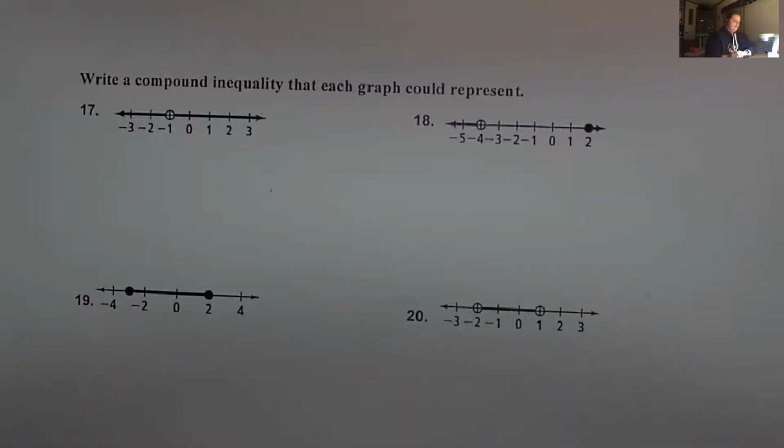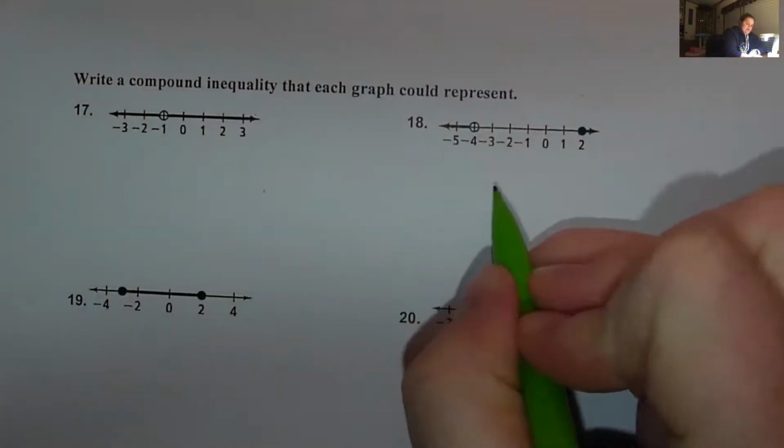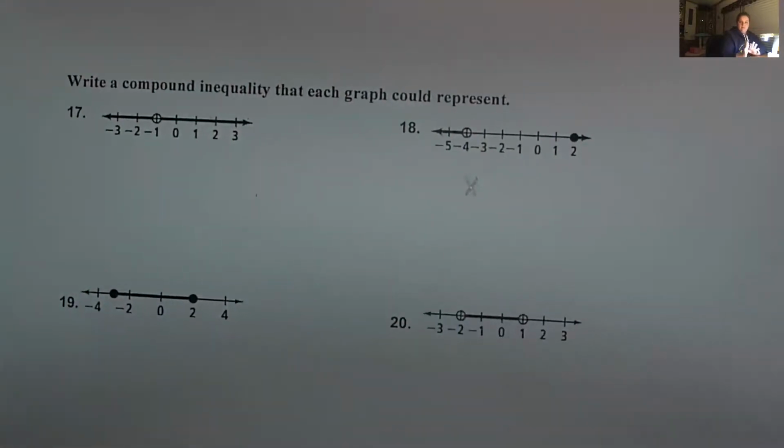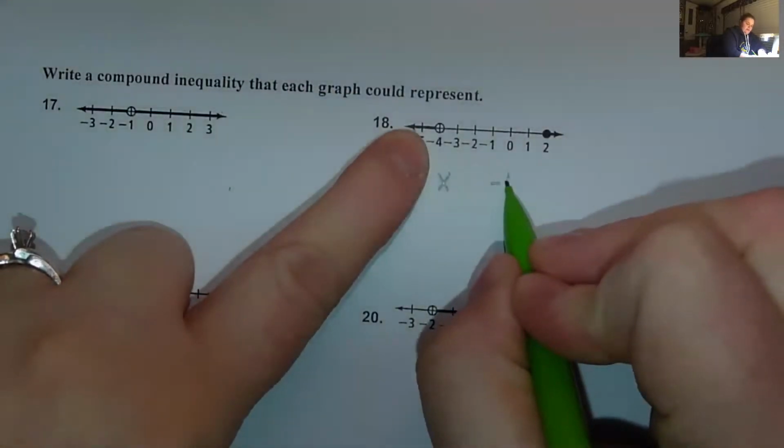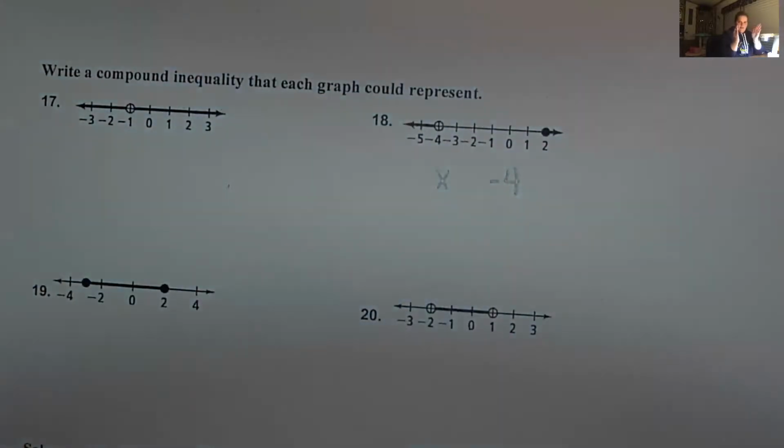So you have to make your compound inequality. Remember I said you can always put an or in between and then be done with it. So let's just try 18. I have an x here. I'm going to use x because that's just a good variable to use. I have a -4. Just like on our other worksheet, I'm going to leave that space in between.